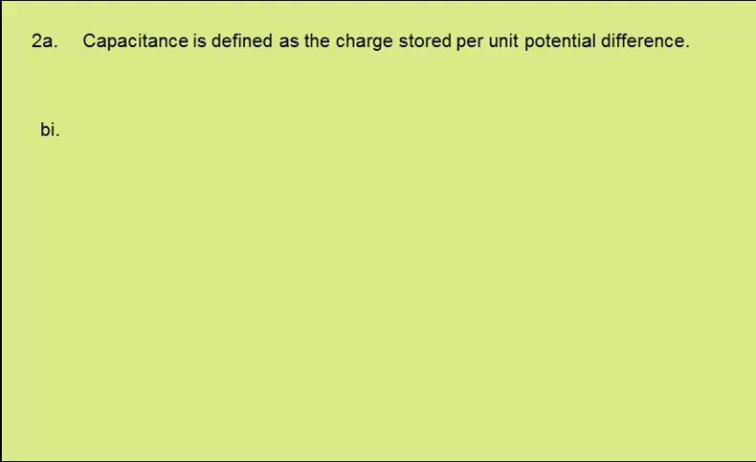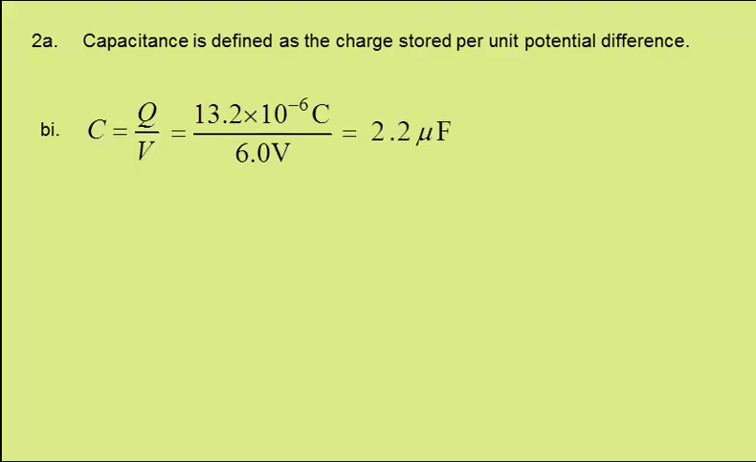In part 1, with the capacitor fully charged, it stores a charge of 13.2 microcoulombs. The EMF of the battery is 6 volts. We need to find the capacitance of the capacitor. Well, capacitance is charge over potential difference. Putting in the values gives 2.2 microfarads.